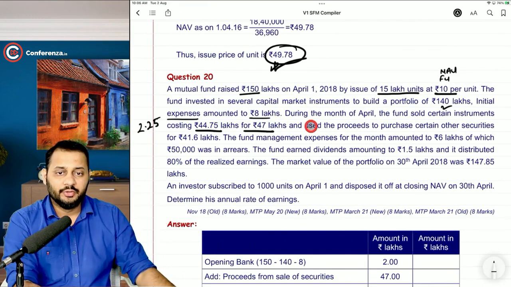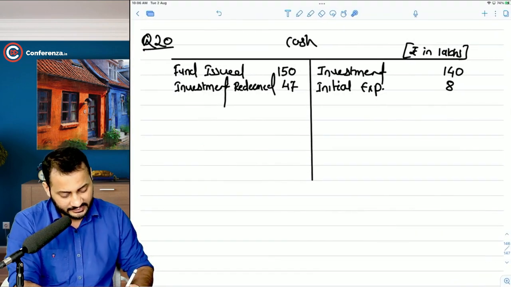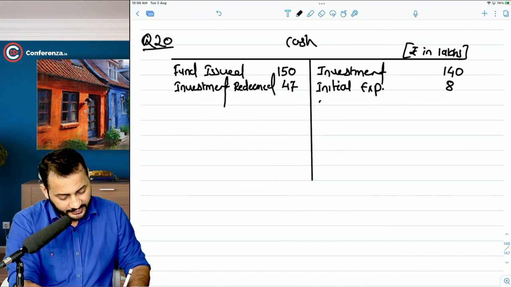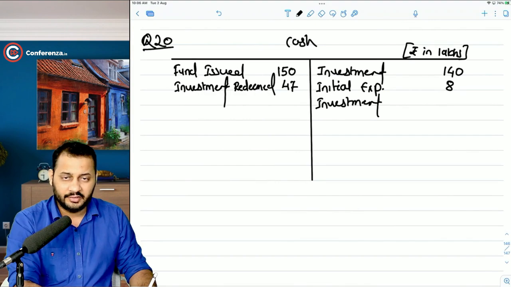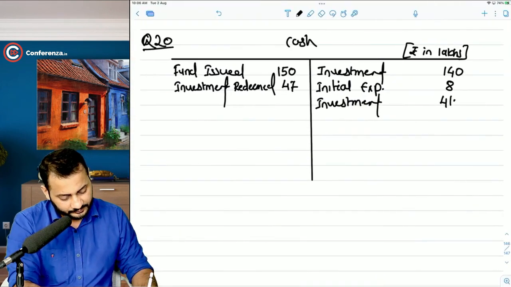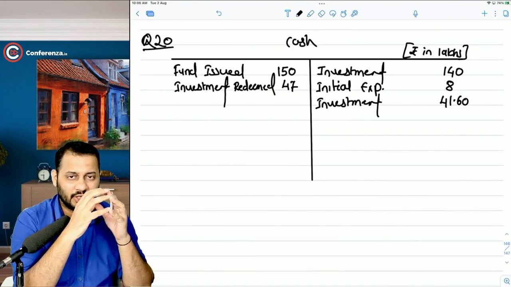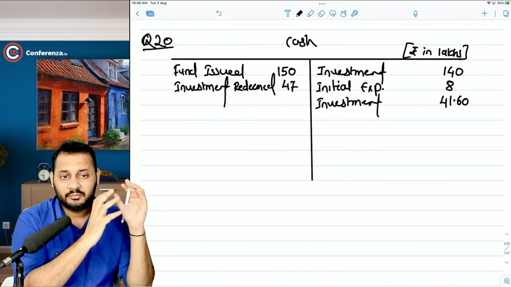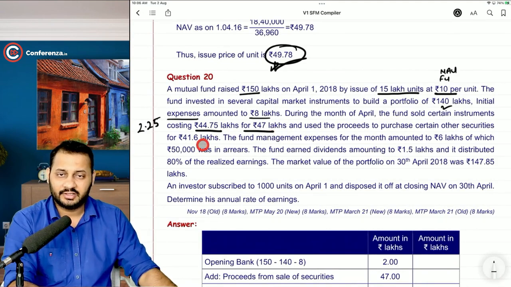Then, out of this 47 lakhs, we used that amount to purchase certain other securities for 41.6 lakhs. So additional investment, again I am going to put down, the investment account will get debited for 41.6 lakhs. Out of that 47 lakh rupees, we have purchased an investment of 41.60 lakhs. So that's again a cash outflow.